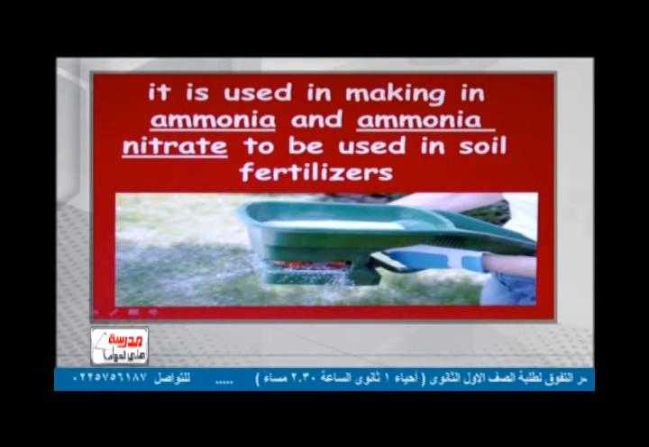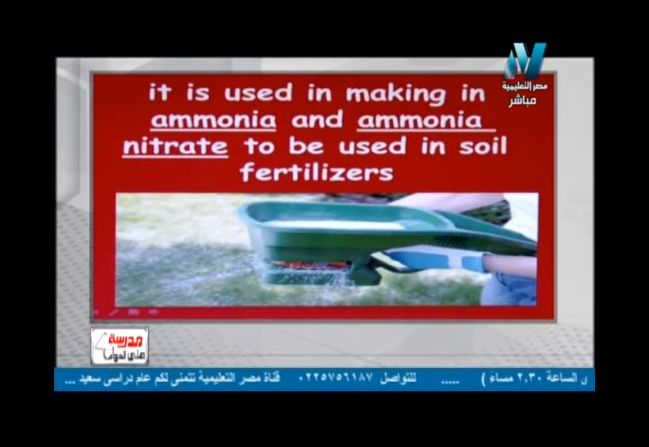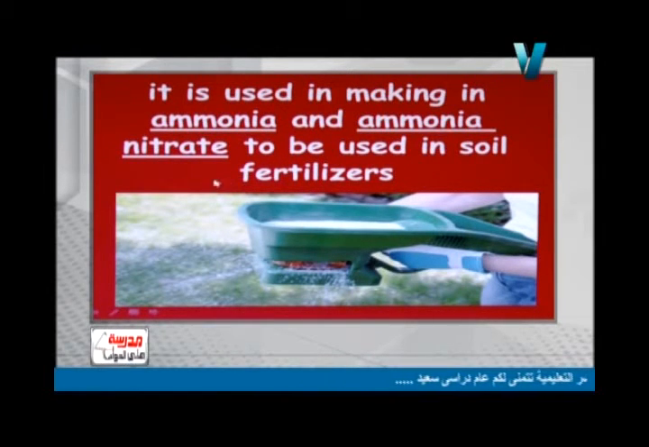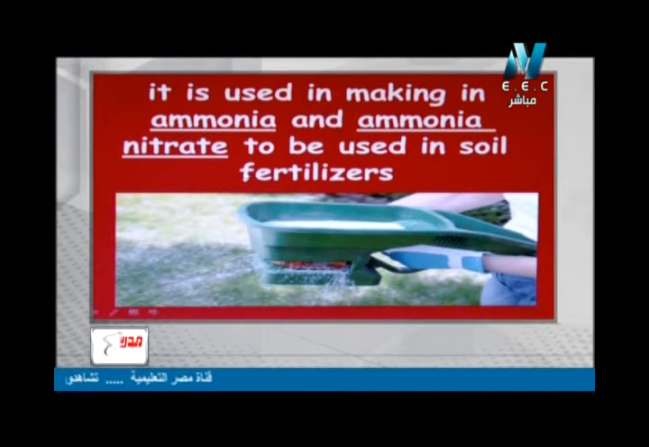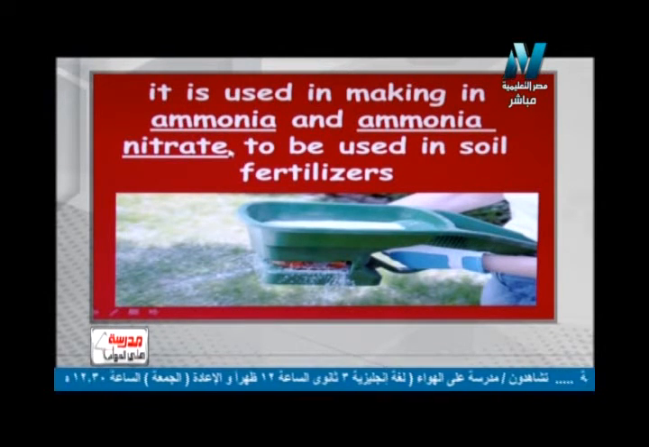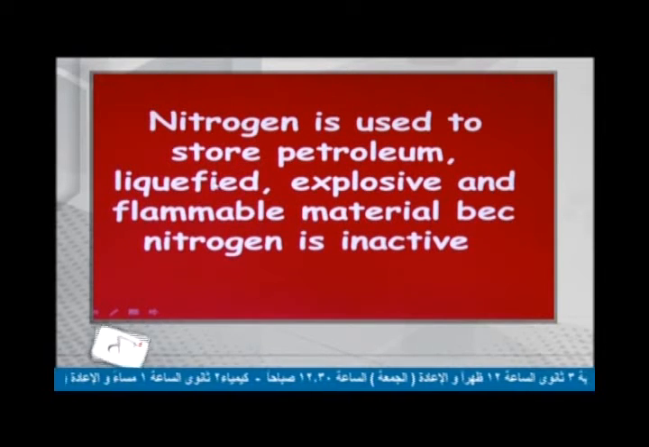يبقى عرفنا من شويه النيتروجين بيخش في صناعه الامونيا وهي اسمها النشادر او ماده ثانيه اسمها امونيا نيتريت والاثنين دول بنسميهم fertilizers يعني أسمدة. So again, it's used in making ammonia and ammonia nitrate to be used in soil fertilizers to have more healthy plants عشان يكون عندي نبات صحي أكتر أو النبات يديني كمية yield أو محصول أكتر. So again, nitrogen gas is used in making ammonia and ammonia nitrate to be used in soil fertilizers. Also, nitrogen gas is used to store petroleum.